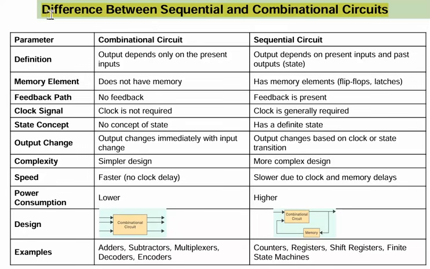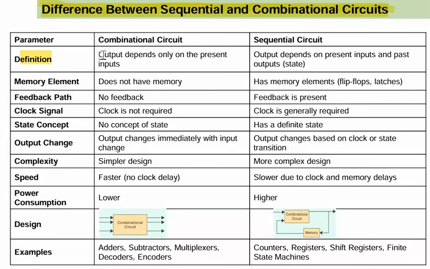Yes, good morning. So today we will see what is the difference between sequential and combinational logic circuit, that is, the comparison of sequential and combinational logic circuit. There are many parameters. Out of that, you can write 7 parameters. So the first is the definition.